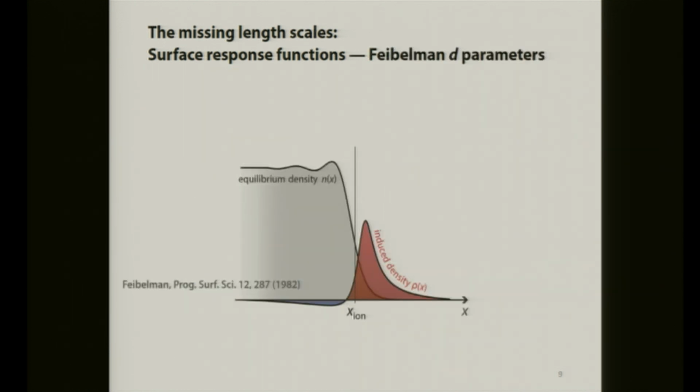Let's think about a simple ionic interface where you have a metal on the left and air on the right. If you think about the equilibrium charge density, you can calculate it from quantum mechanics, and it behaves like this. It drops from a non-zero value to zero into the air.